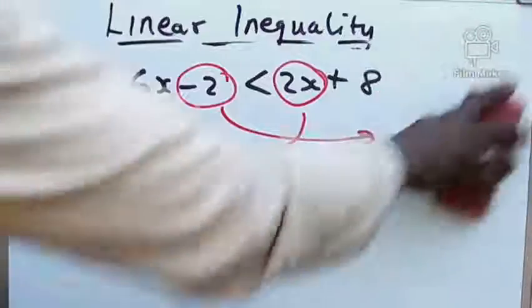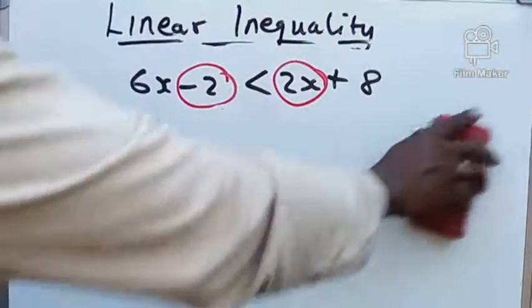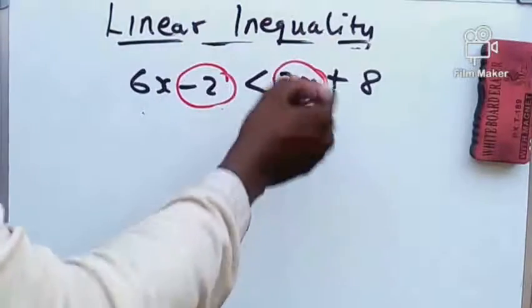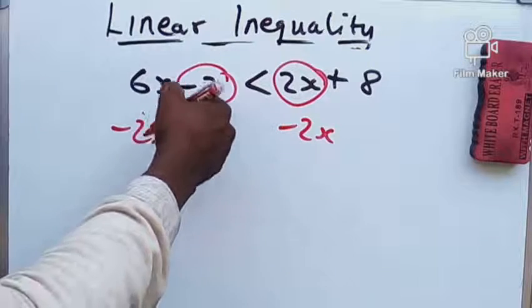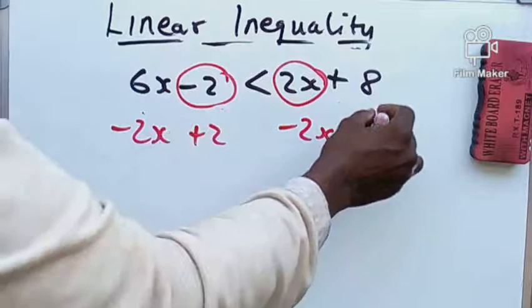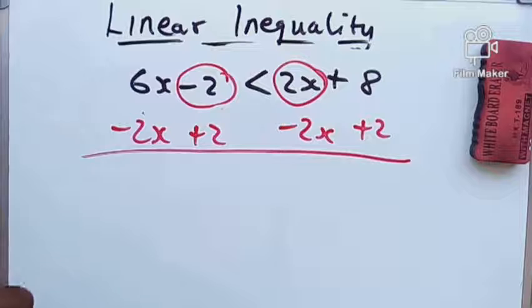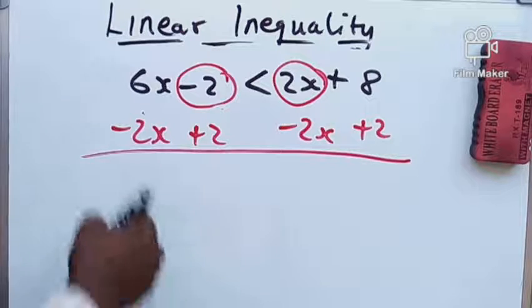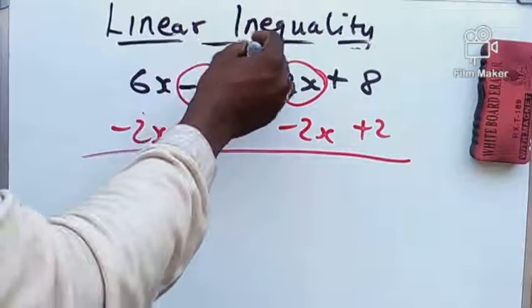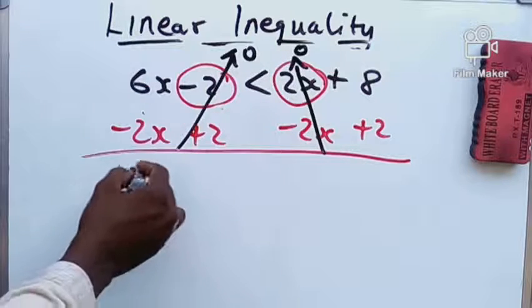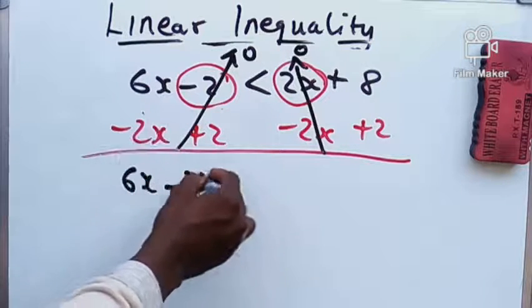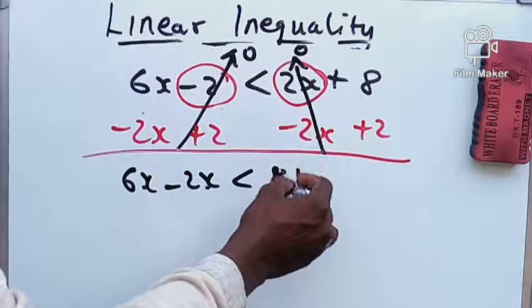To do that, we simply introduce the opposite operation. This is plus 2x, so I will introduce minus 2x here and minus 2x there. Then this is minus 2, so I will introduce plus 2 here and plus 2 there, and then we go ahead and simplify. This becomes 0, and this becomes 0. So we have 6x minus 2x is less than 8 plus 2.